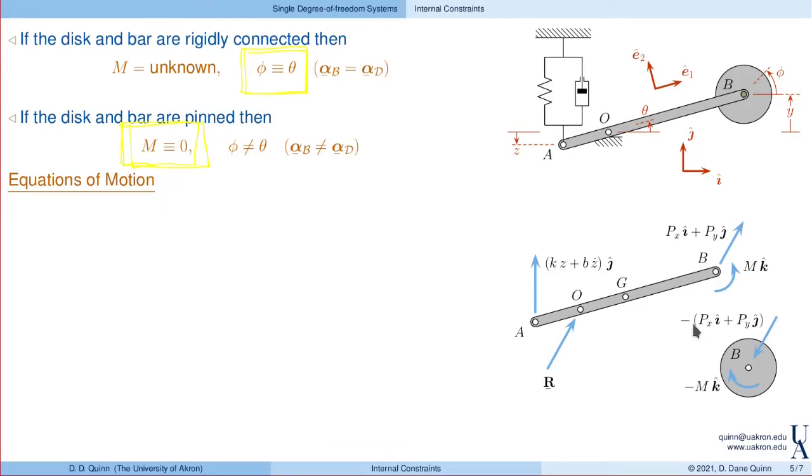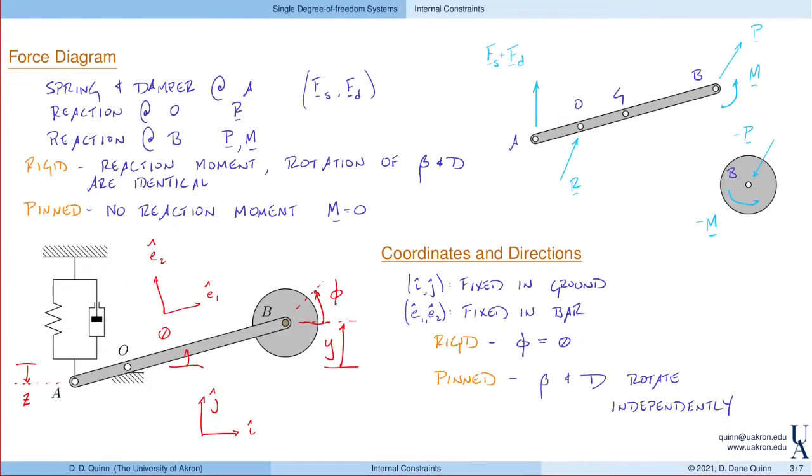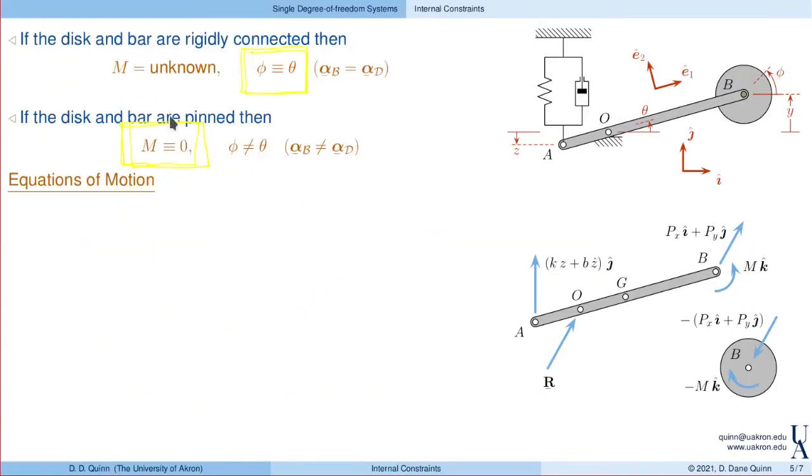So depending on the problem that I want to solve, and I'll go back and remind you, the first problem is where they're rigidly connected, and the second problem is when they're just pinned. So again, depending on which problem I'm solving, I'll use one of these two relationships. Okay, well, let's go and finally write down the equations of motion. So what are we going to do?